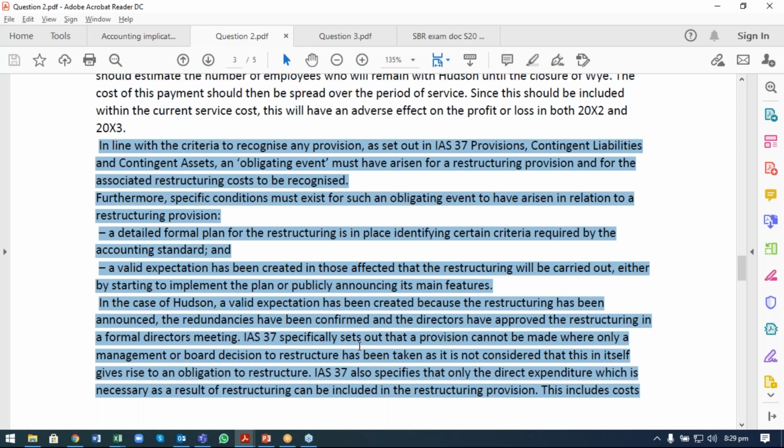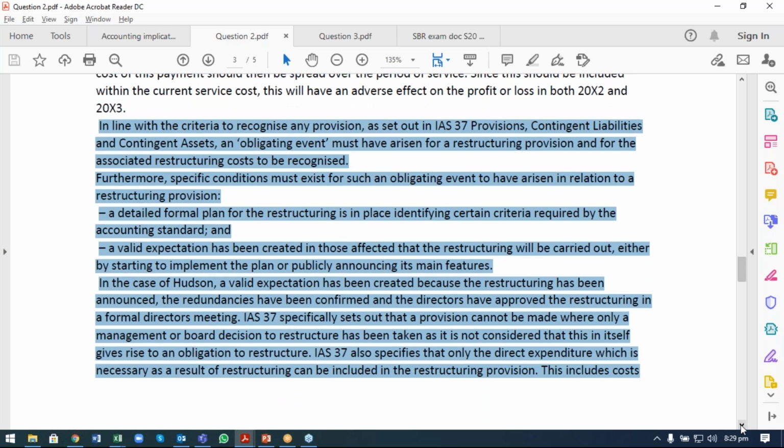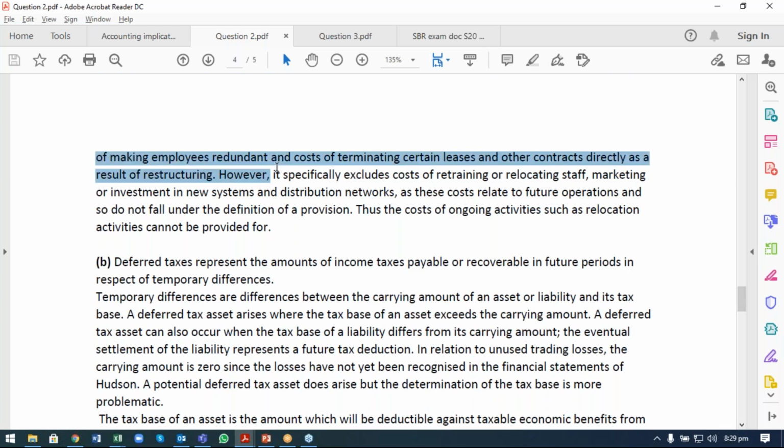IAS 37 specifically sets out that a provision cannot be made where only a management or a board decision to restructure has been taken, as it is not considered that this in itself gives rise to an obligation for restructuring. IAS 37 also specifies that only the direct expenditure which is necessary as a result of restructuring can be included in restructuring cost. This should include the cost of making employees redundant, the cost of terminating certain leases and other contracts directly as a result of restructuring.